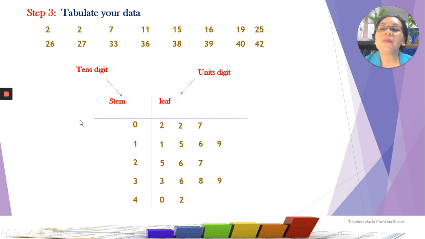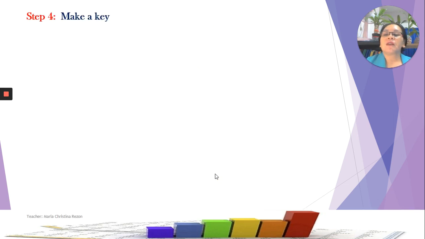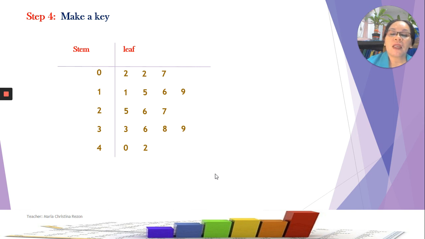Now we have tabulated the data. Are we done with our stem and leaf plot? Not yet, because we need to have a key in reading these numbers here. So you have to make a key, and this key is very important because it helps us read the data properly. So you will have to make a key.